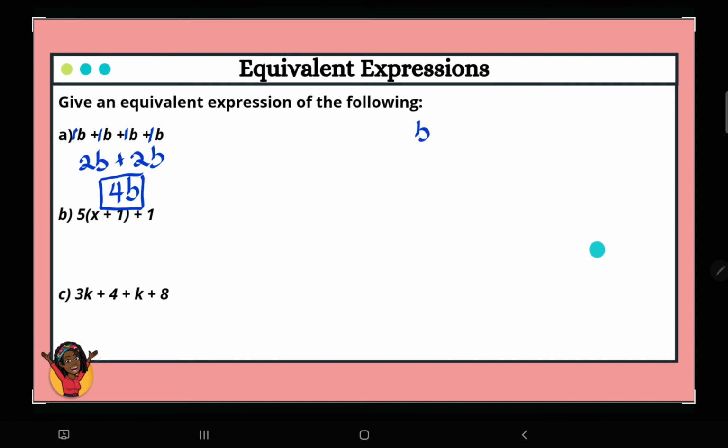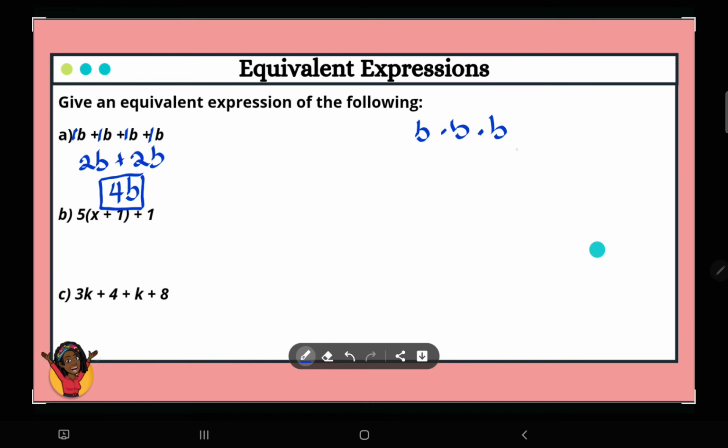Now, what about if I had b times b times b? What would that simplify to? I hear someone saying 3b. Now, that would not be correct. And the reason is here when we add, the coefficient is what will change. But what happens when we multiply something by itself?